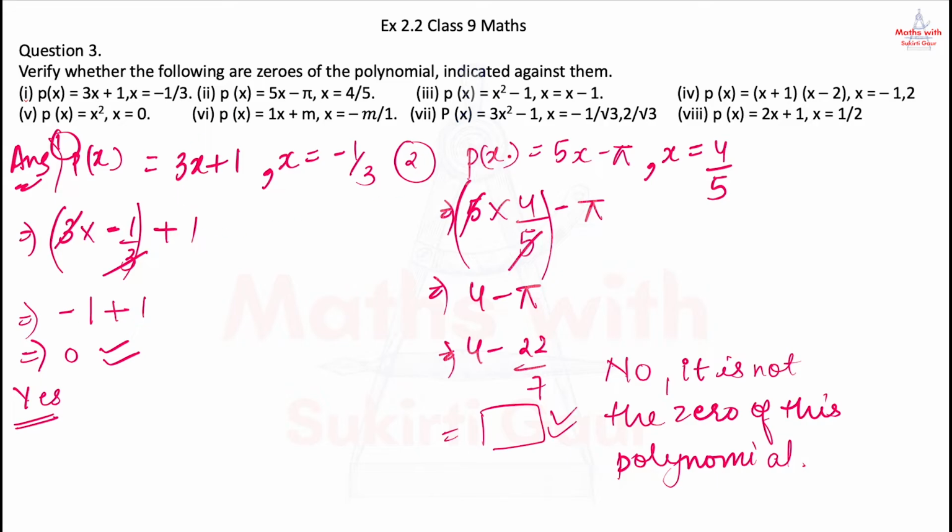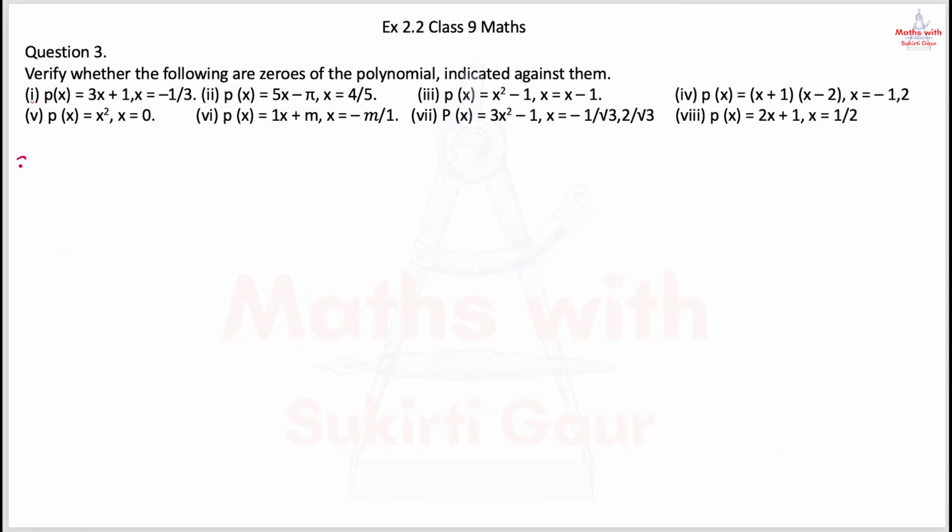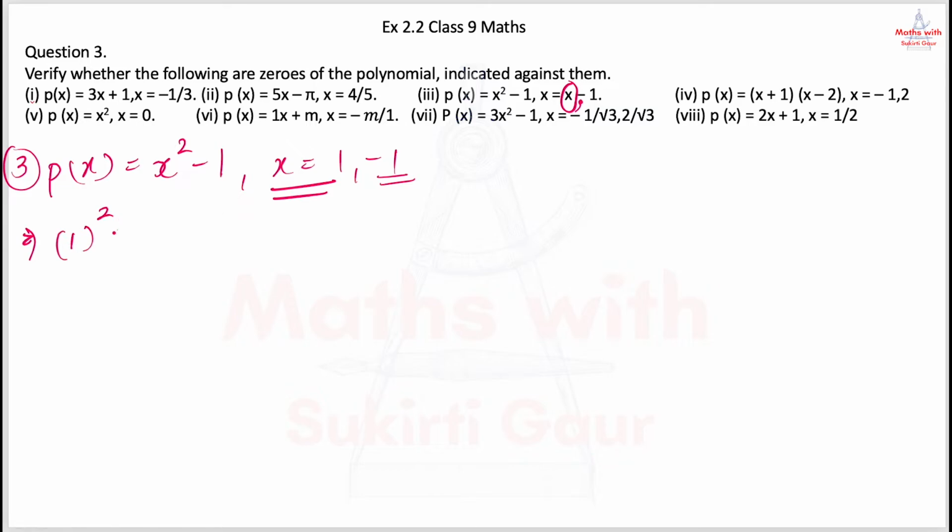Okay, coming on to the third part. Actually this question has been copied wrong. It was x square minus 1, and x we have to take as 1 and -1. So here it is written x, but it is 1 comma -1. Correct that. Now put the value 1. We are going to verify it for two values, first for 1 and then for -1. Put the value of x: 1 square minus 1, you will get 1 minus 1, 0. So x = 1 was the 0 of this polynomial.